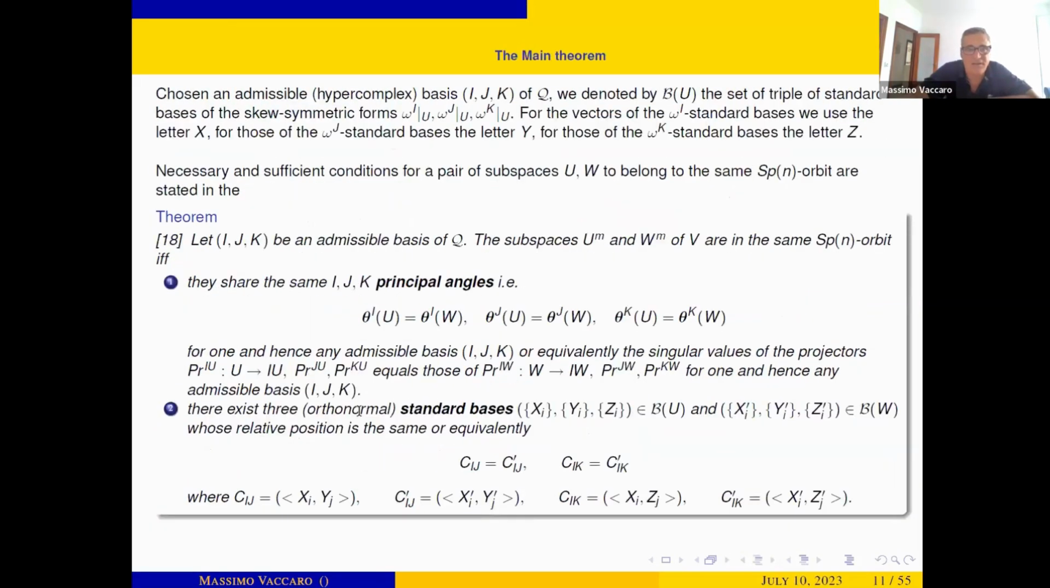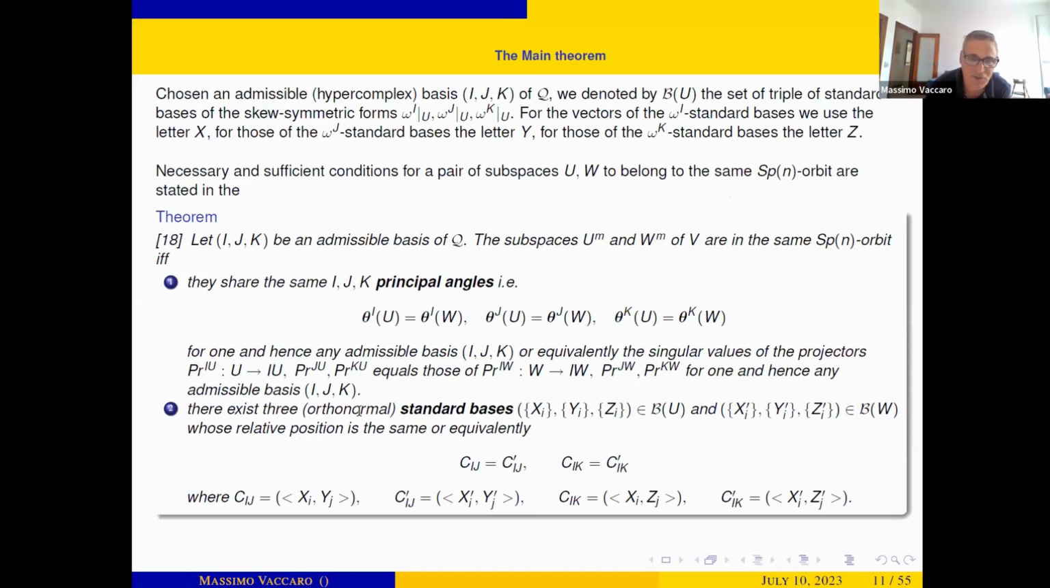Then we'll go back here. So the theorem says the necessary and sufficient condition for a pair of subspaces U and W to belong to the same Sp(n) orbit. Let (I, J, K) be an admissible basis of the complex quaternionic structure. The subspaces U and W of dimension m of V are in the same Sp(n) orbit if and only if they share the same principal angles.